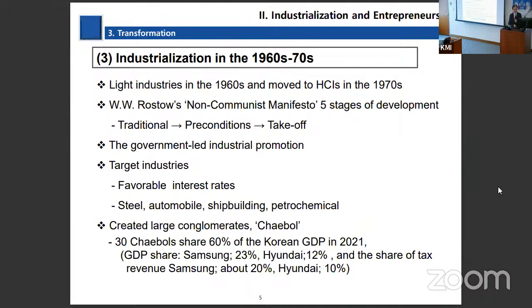So what happened? We started with the light industries, meaning just producing textile products with a low level of technology. And even wax, we exported to the USA a lot. And then we moved on to heavy and chemical industries in the 1970s. And those who have studied economics may know William Rostow's non-communist manifesto. There are 5 different stages of development.